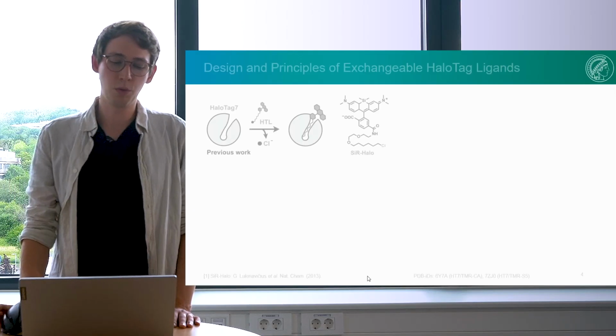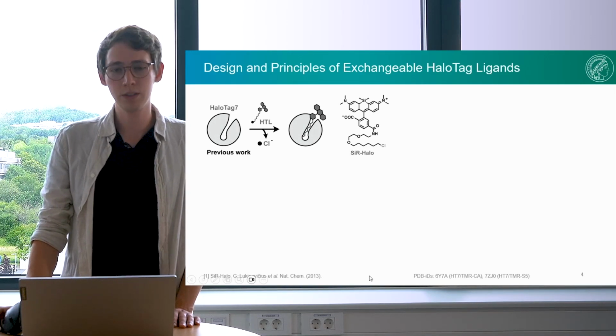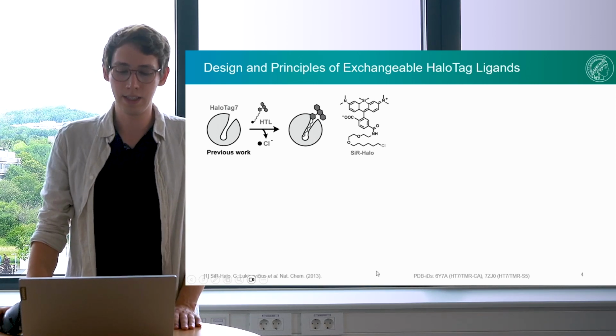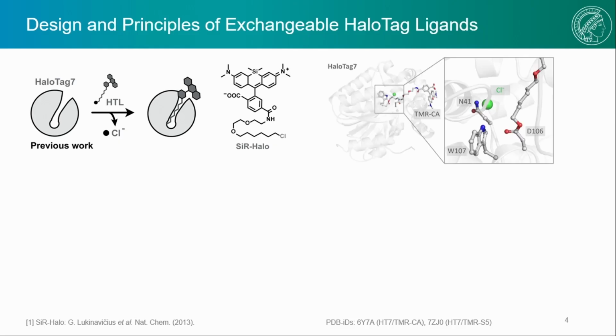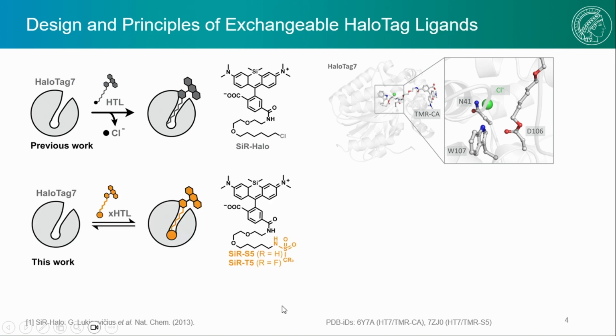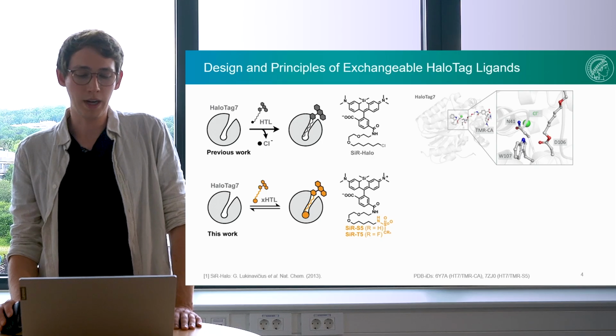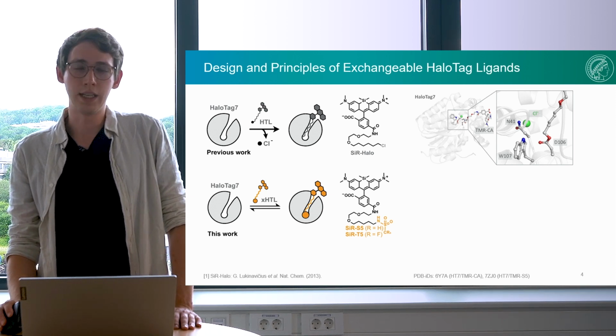And this in the beginning motivated us to review again the concept of HaloTag, which is covalently labeling the chloroalkane substrate. By looking at the crystal structure and doing some docking experiments, we came up with the idea to replace the terminal chloroalkane chain with an alkyl sulfonamide. This sulfonamide can be either a methyl sulfonamide or a trifluoromethyl sulfonamide, and we called those ligands S5 and T5, and they have binding specificity for HaloTag, but with the big advantage of being exchangeable.